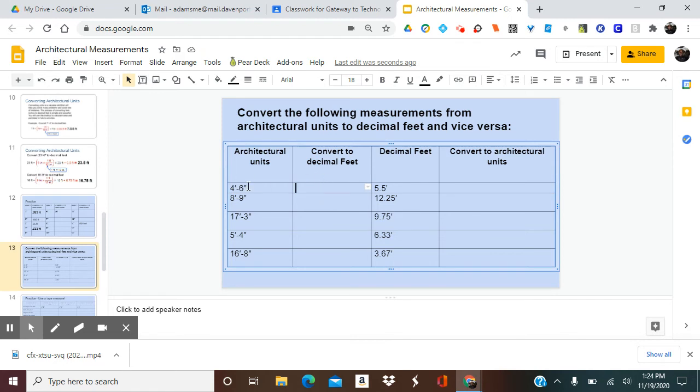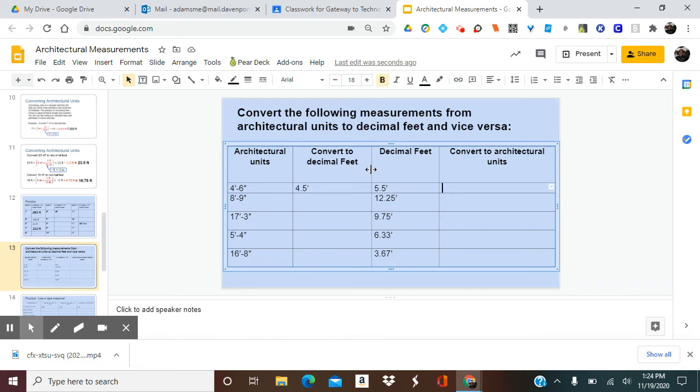So 4 feet, 6 inches needs to become a decimal. 4 feet is our whole number, so it's gonna be 4 point. And then we know 6 divided by 12 is half, so it's gonna be 4.5. And then the one line is feet, instead of writing feet. On this side, you're gonna do that all through here. So 8 feet 9 inches is gonna be 8.75 feet, okay? So you gotta figure out the rest of those.